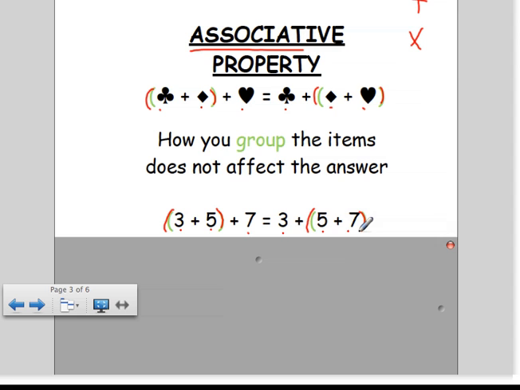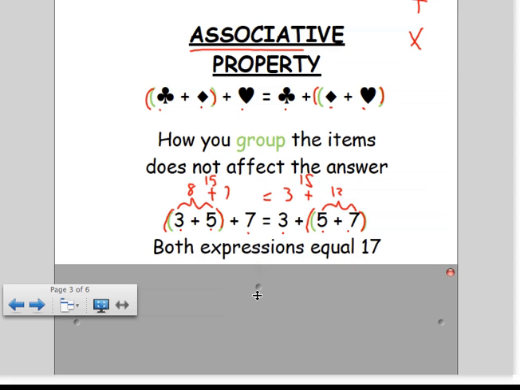So if I add them, 3 plus 5, I'll do this first, that equals 8. And 8 plus 7, that equals 15. On the right side, if I add 5 plus 7 first, that equals 12. And then 3 plus 12, that would also equal 15. So you can see both expressions here equal 15.